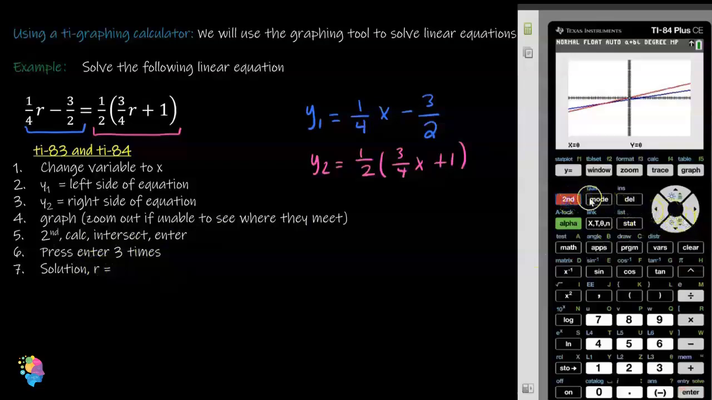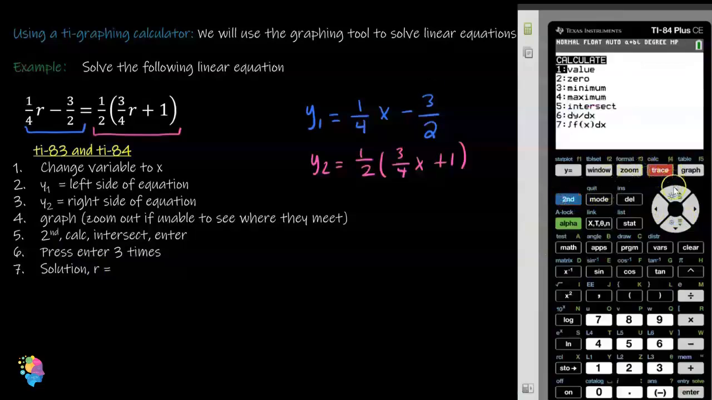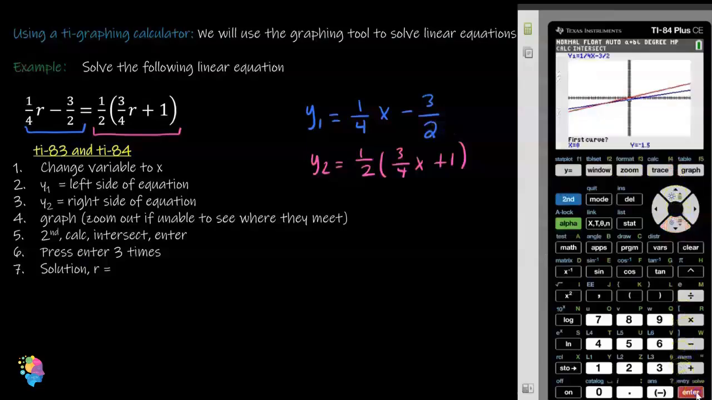So here is second. Calc is over here on blue. You see that where the trace is? So it was second, trace. Find the intersect, that's number 5, press enter. Now you see how nothing happens? That's why we have to press enter 3 times.